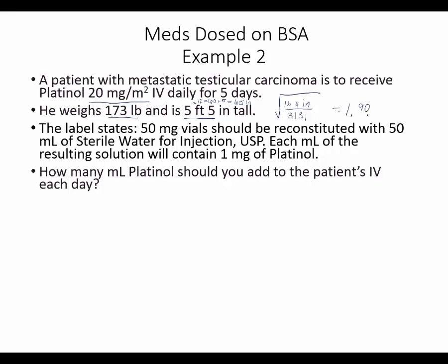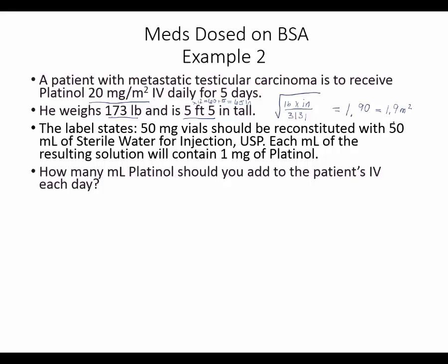and that's rounded off. We normally round to the hundredth place, but meter squared is a metric measurement, so we're not going to include that trailing zero. So I have the patient's BSA as 1.9 meters squared.